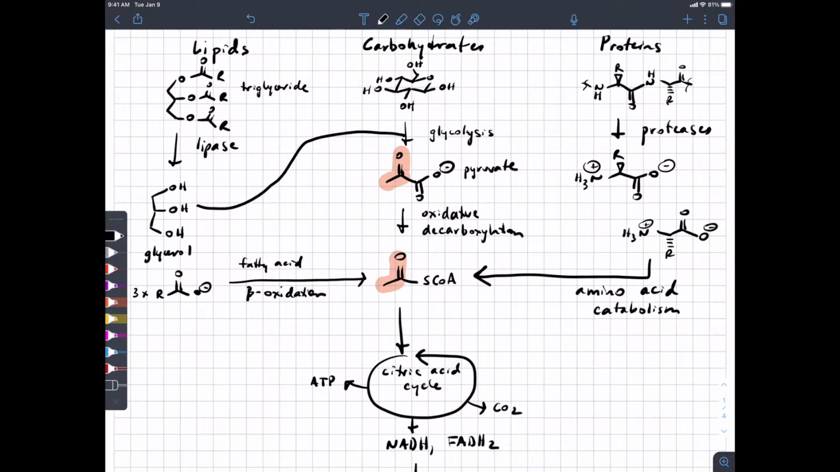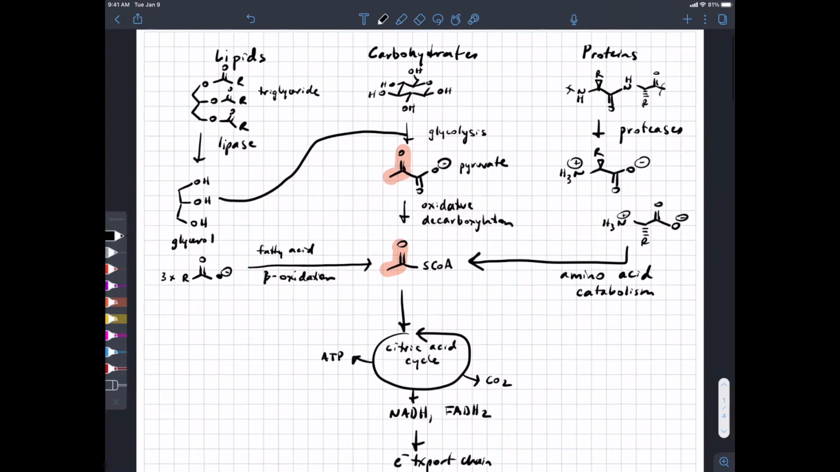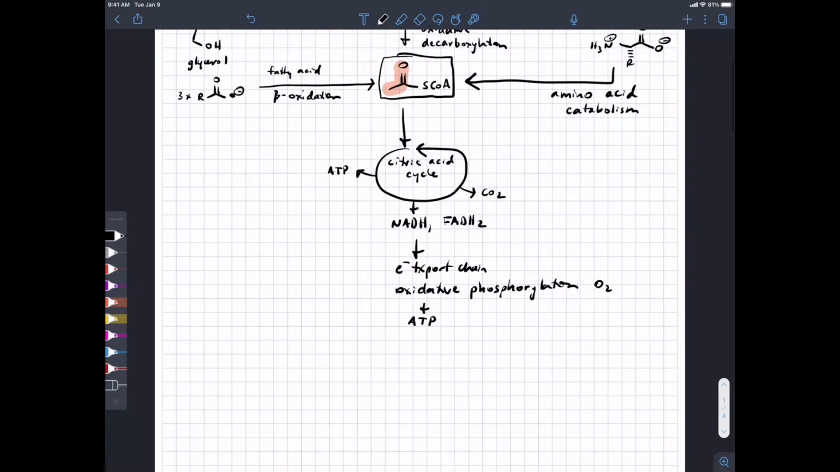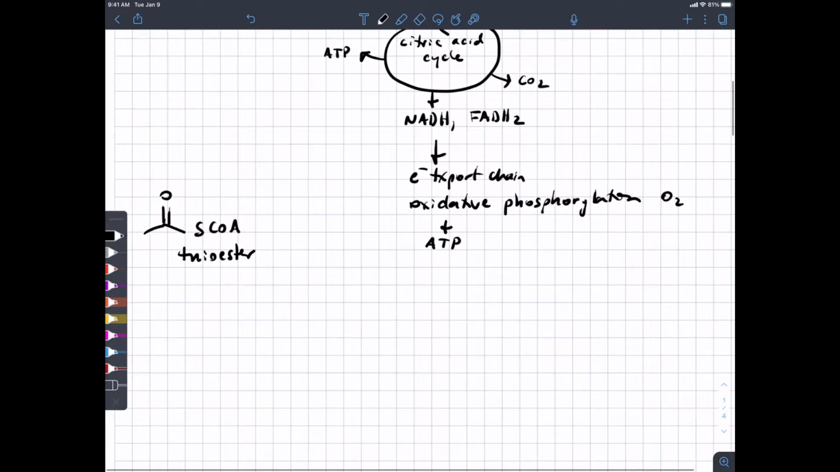So this is our overview of how what you eat ends up being used by your body. And we will return to acetyl-CoA a little bit later. We'll talk about what coenzyme A is, but for right now it's okay to think of acetyl-CoA as just a thioester. So a couple of things about thioesters. The negatively charged thiol is a better leaving group than a negatively charged oxygen.